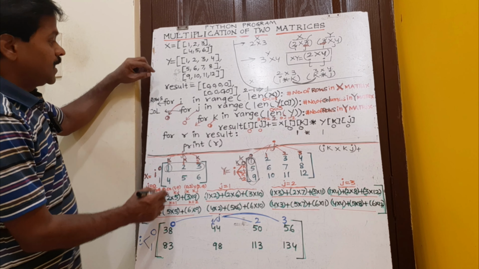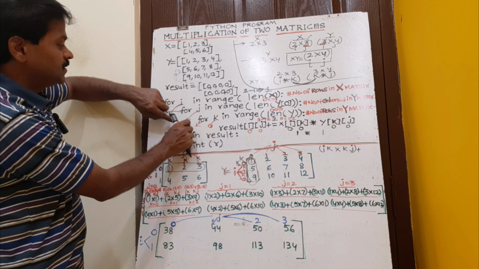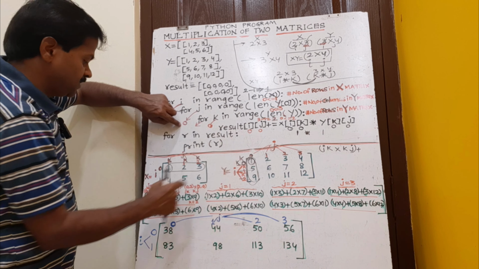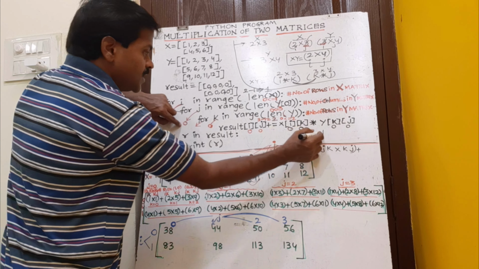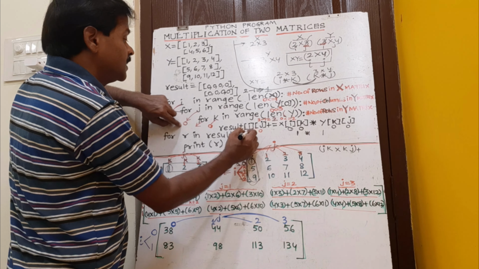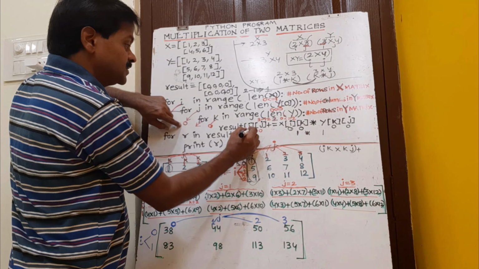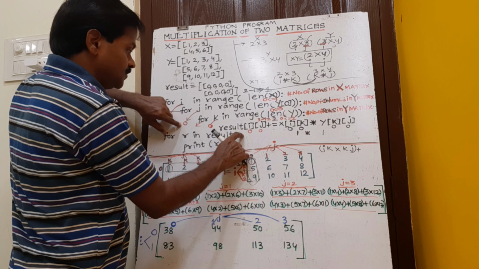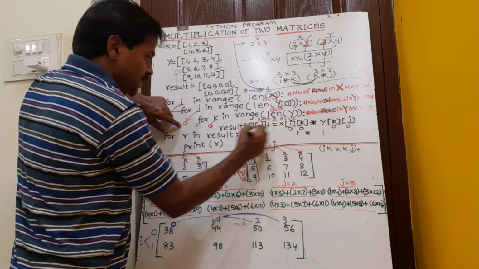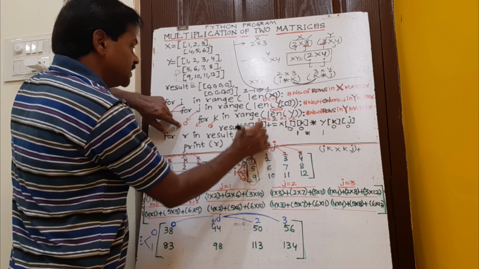Next here I0, J0, but K will be repeated. Okay, previous value. What is that? 1 into 1, 1. Here, earlier, result of Ij is 1 into 1. Now 1 will be stored in this result of Ij. Next, the K loop will be iterated.